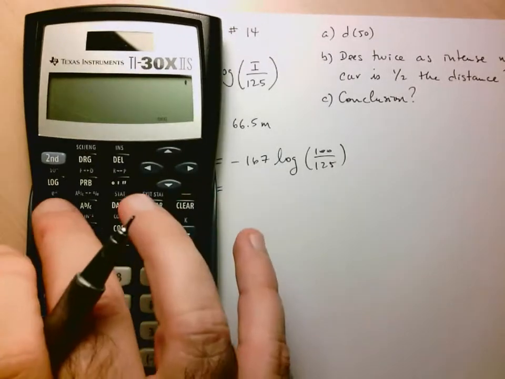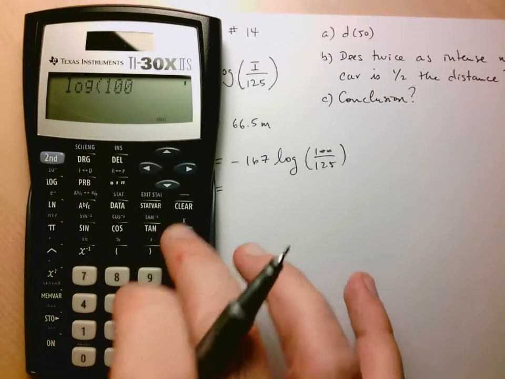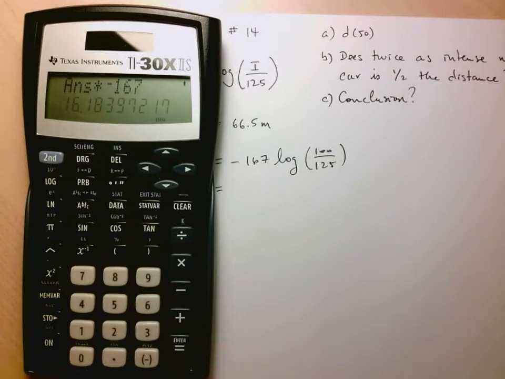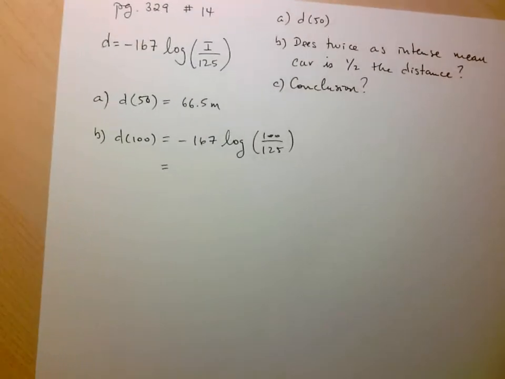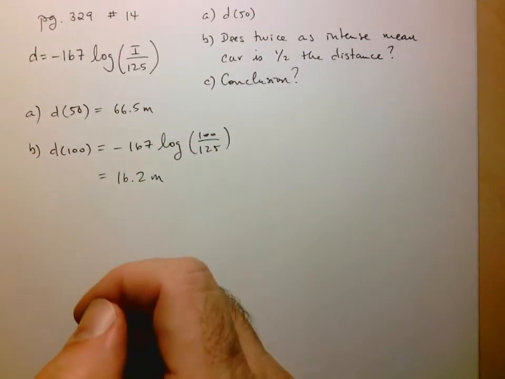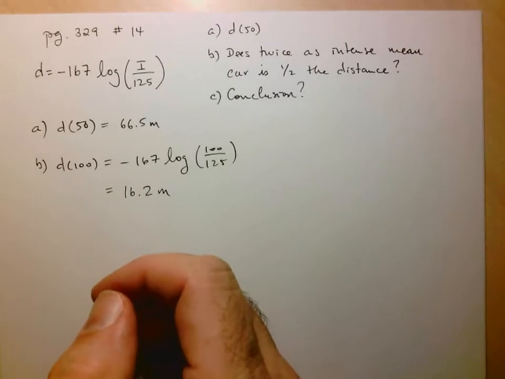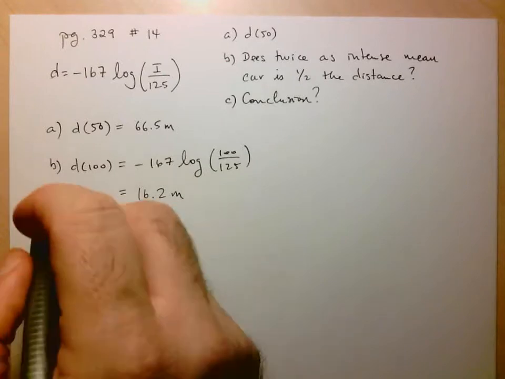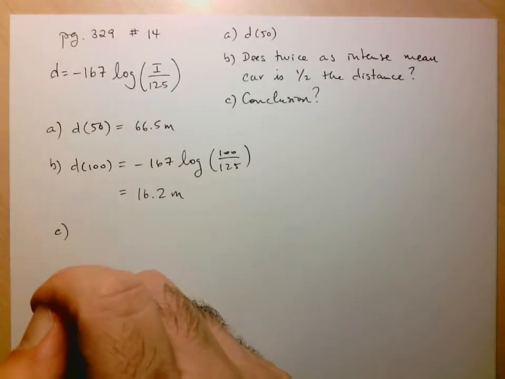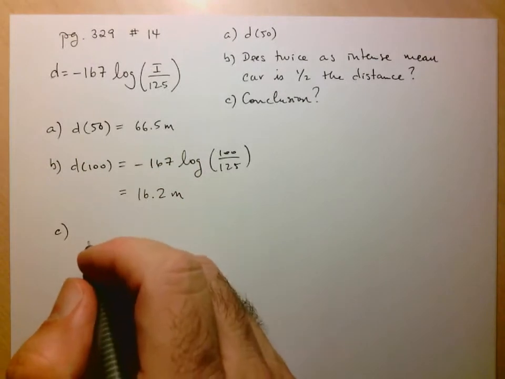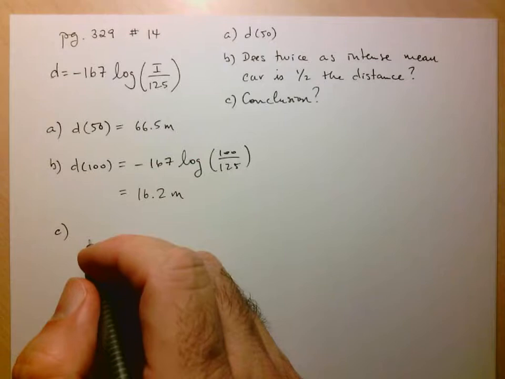So here we have log of 100 divided by 125 times negative 167, and that gives us about 16.2. So we see that it is not the case that just because the lights appear twice as intense, it means the car is half the distance away. So what do we conclude by this? Well, it means that fog will play a role, and again, this was with a car driving in fog. Basically, the conclusion is that fog might play a bit of tricks with you.